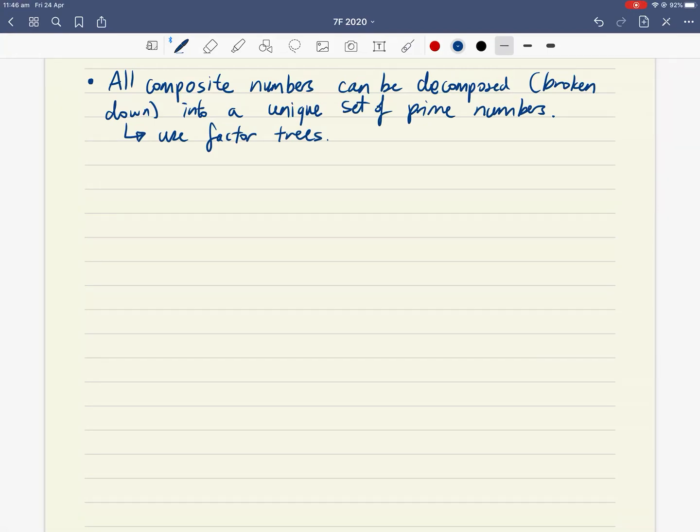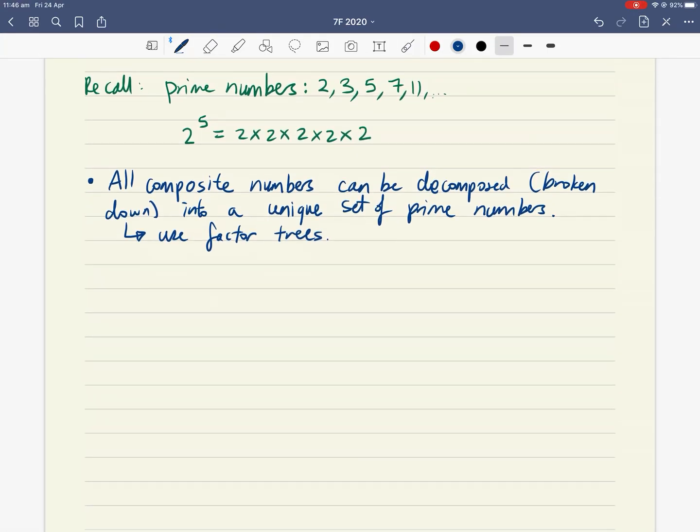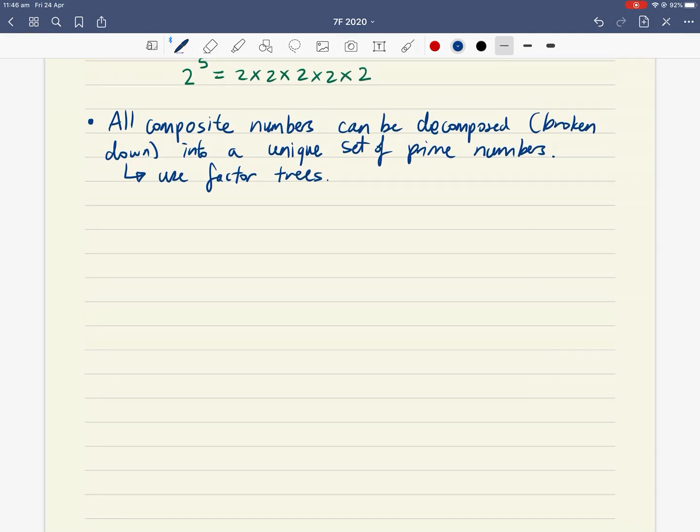Okay, so let's look at example 1 to see how we can do some prime decomposition using the technique of factor trees. So let's write down example 1. Example 1 says write in prime factor form.